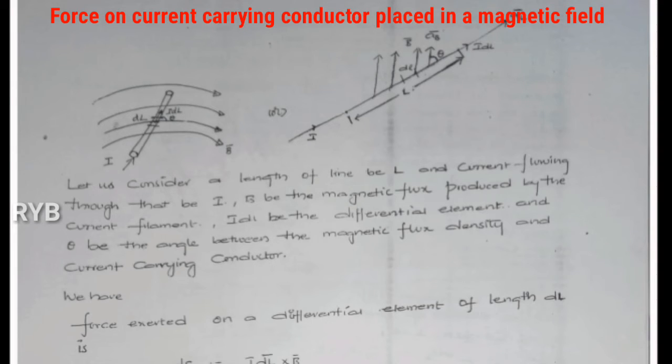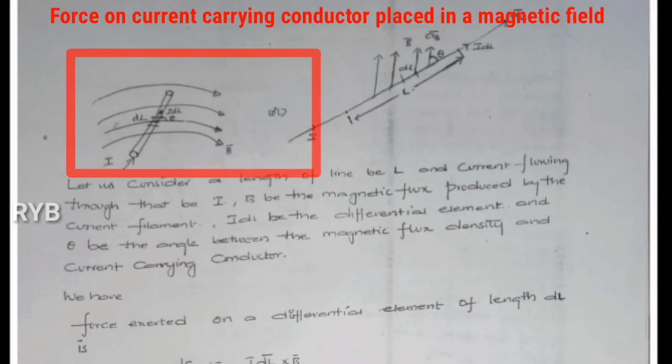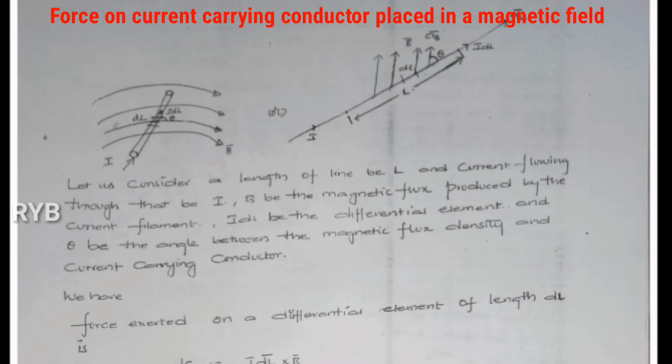What is the force on a conductor which is placed in a magnetic field B, where B is the magnetic flux density? If a conductor carrying a current I is placed in a magnetic field B, the diagram on the left side shows a conductor of length L placed in a magnetic field B. B is the magnetic flux density produced by the current filament. I dl is the differential element and theta is the angle between the magnetic flux density and the current carrying conductor. Assume that a small length of the conductor of length L is the differential length dl.